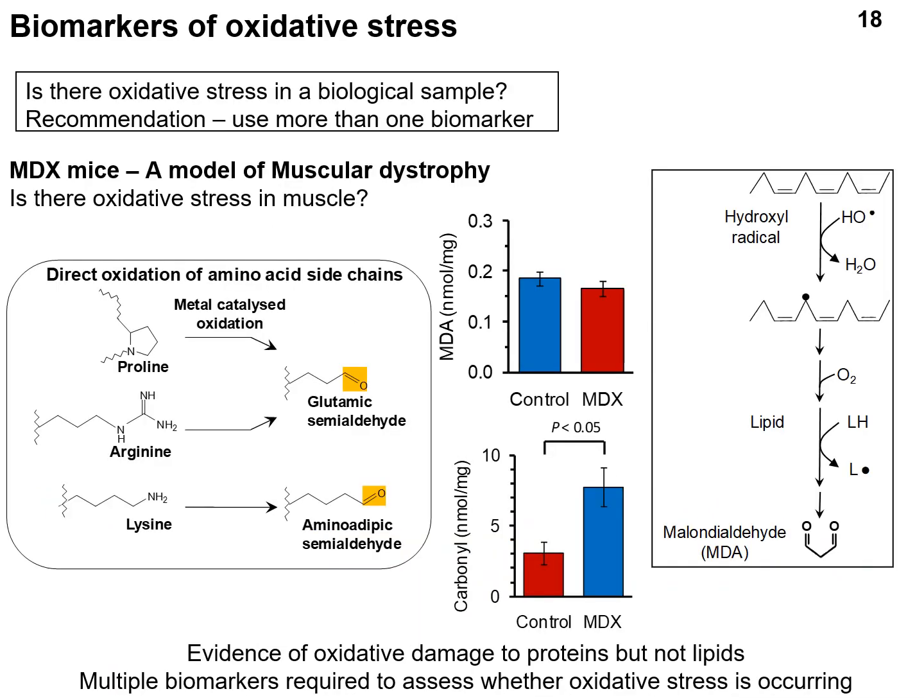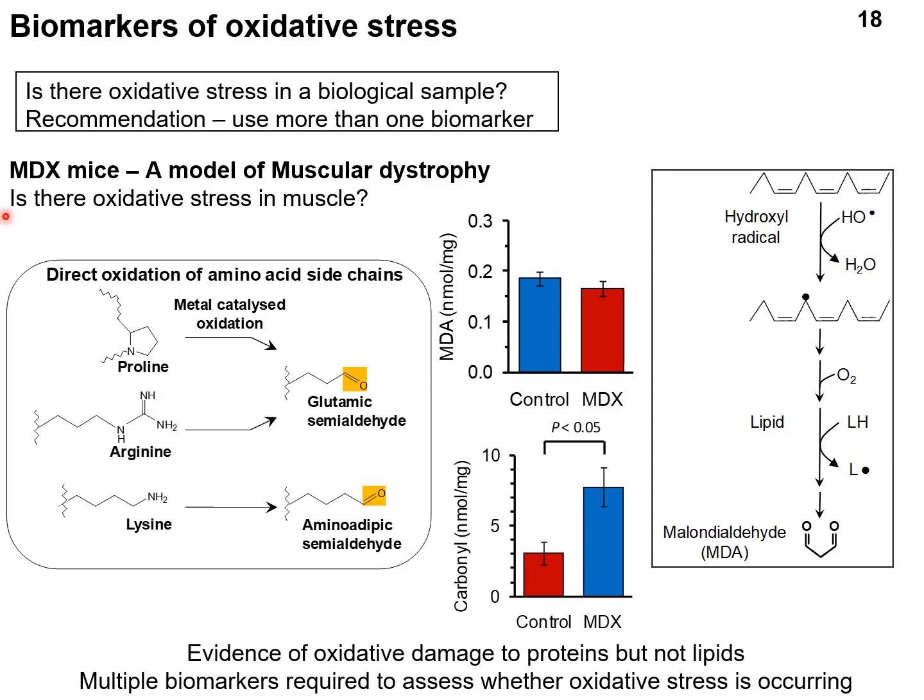The last point I want to make in the context of using biomarkers is when you're asking questions about the type of oxidative stress you have in humans or in animal models. And the recommendation is to use more than one biomarker. Let me give you an example. We work on muscular dystrophy. One of the questions that you might have about muscular dystrophy is, is there oxidative stress in muscle?